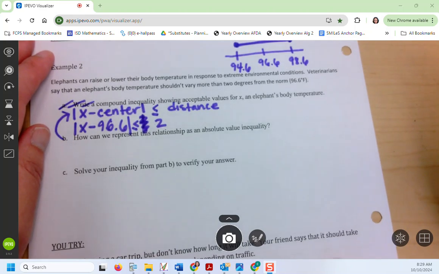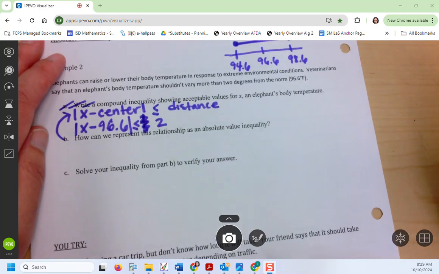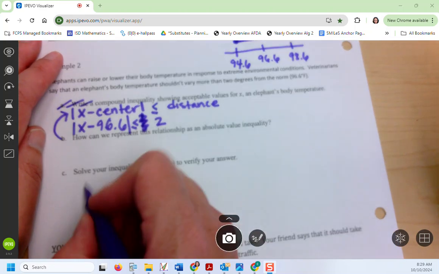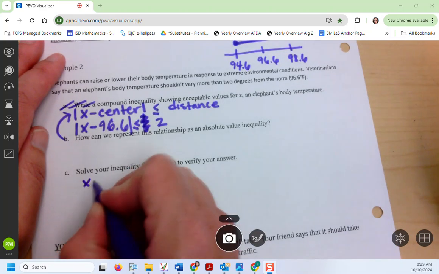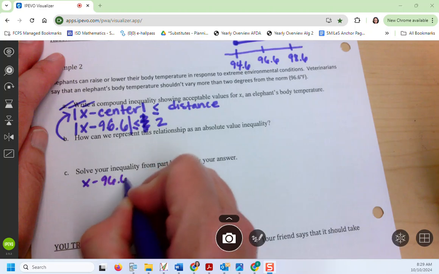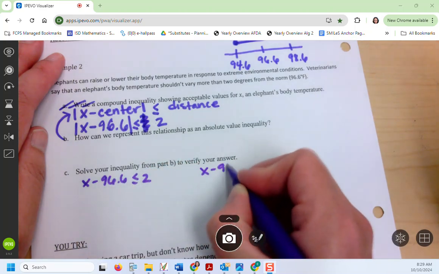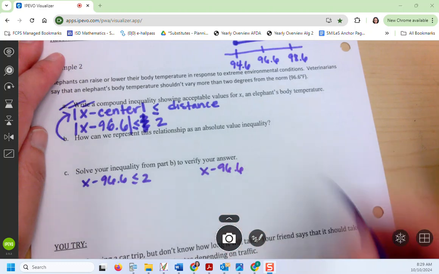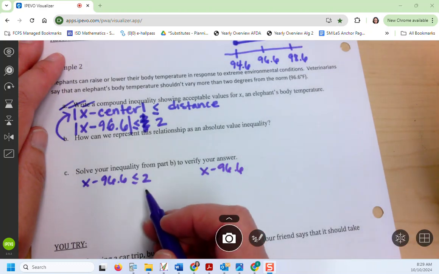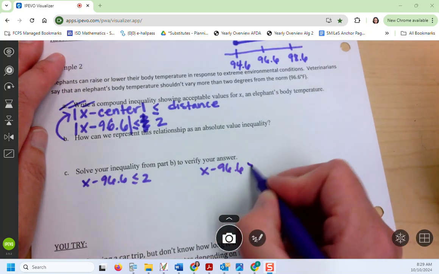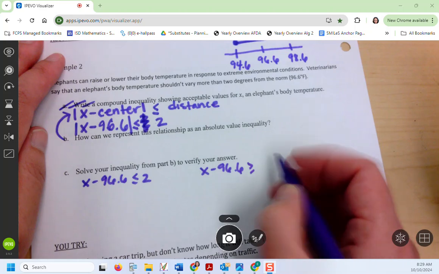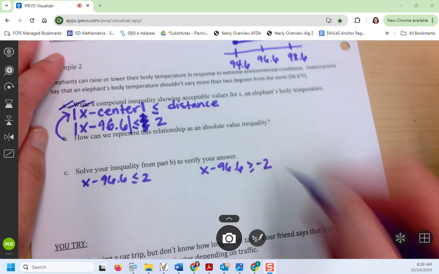And then for C, it says to solve the inequality. So we're going to solve this. And I have x minus 96.6 less than or equal to 2. X minus 96.6. Instead of less than this time, I have to put what? Good. Greater than or equal to what number? Negative 2. And we're going to solve these two.